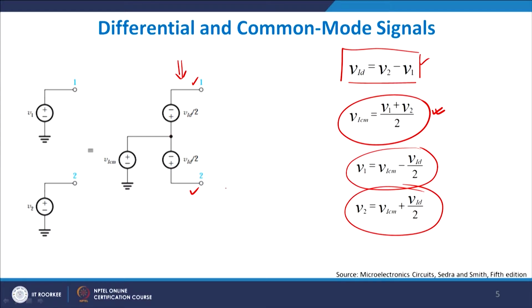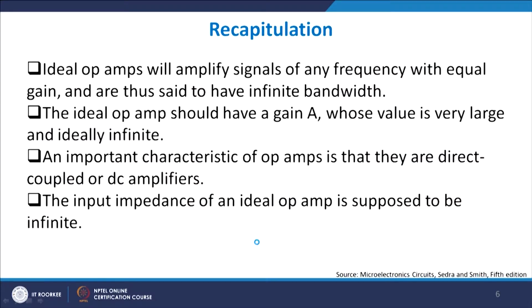So, I have a VICM, and then the voltage goes up by VID by 2 and comes down by VID by 2, and so on and so forth, right. So, this is the input voltage which you see. Let me recapitulate what we learned, and then we will go to the inverting terminal and non-inverting terminal in a general sense. Ideal op amps will have infinite bandwidth, and the gain A will also be infinitely large.